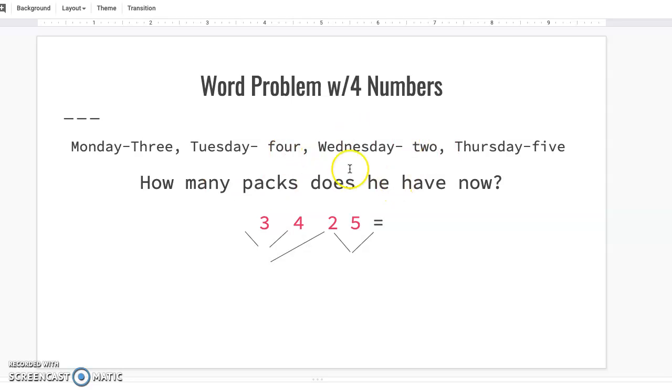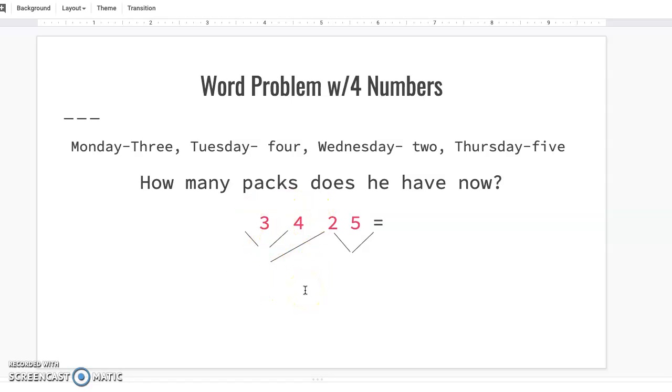So I have 4. And 2 packs on Wednesday, so I have 2. And he gave 5 packs away on Thursday, so that's why I have 5 over here. So it says, how many packs does he have now? So I have my numbers, 3, 4, 2, and 5. Now we got to figure out what goes between those numbers.